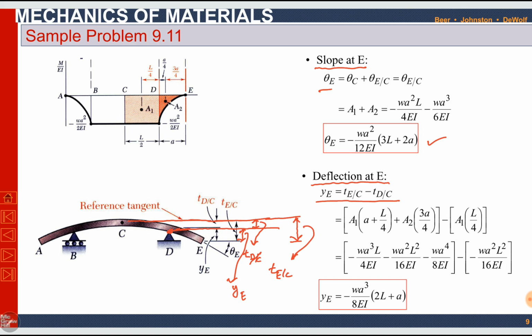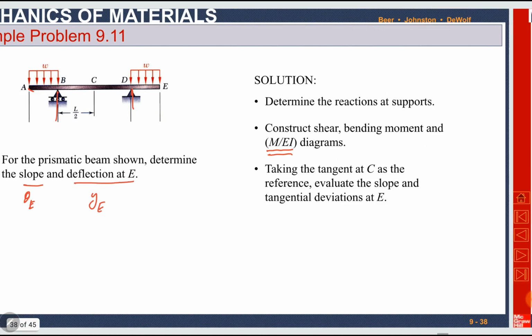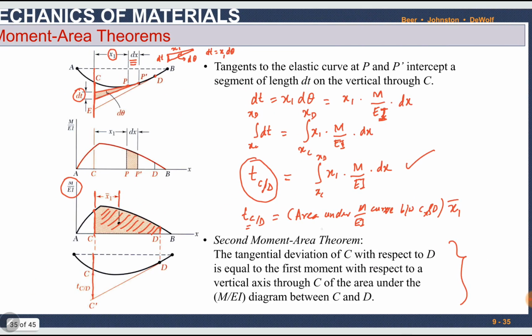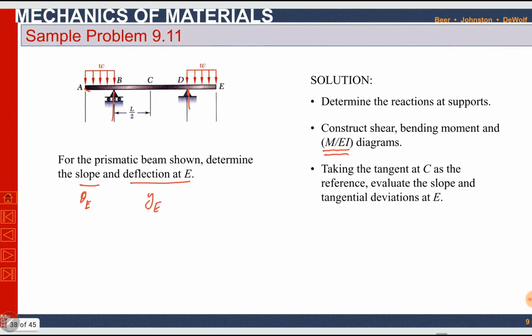What is second moment area theorem? Let us revise it again. It is area under the M over EI curve between those two specific points, and then distance of centroid of the area from the first point. In this case, if we have TDC, it is area under the M over EI curve between CD, and x1 is distance from C to the centroid of the area. C is first point.